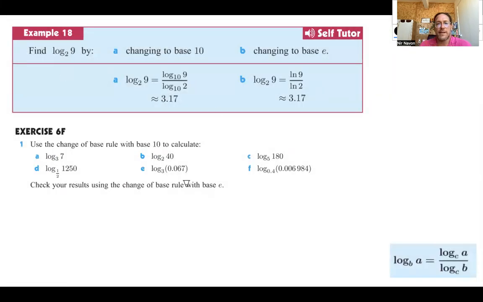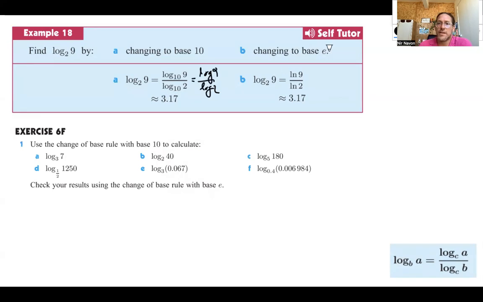So first, a bit of technique. Log in base 2 of 9, changing to base 10, would be log in base 10 of 9 over log in base 10 of 2, which is log 9 over log 2. And that is approximately 3.17.